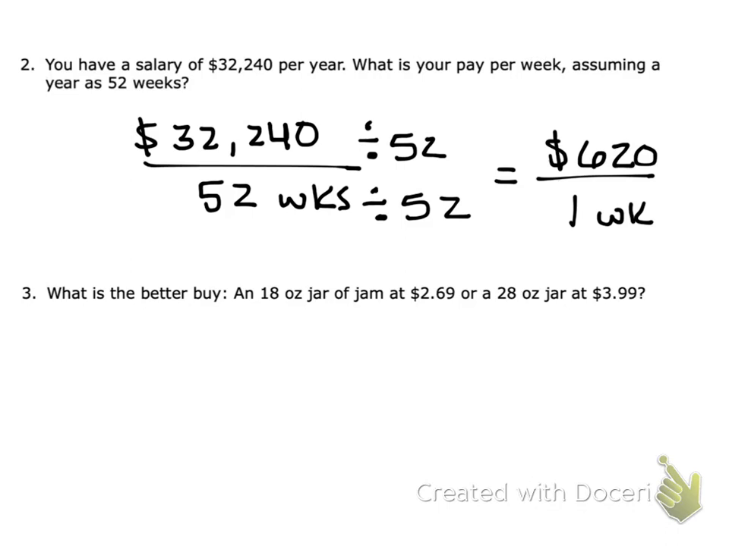All right, next one. What is the better buy? An 18-ounce jar of jam at $2.69 or a 28-ounce jar at $3.99? Question, what am I going to make the numerator and what am I going to make the denominator? Elise? The numerator would be the ounces. So why? We got to have a reason.